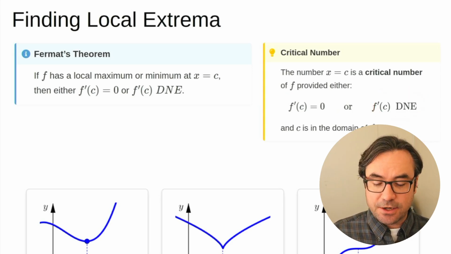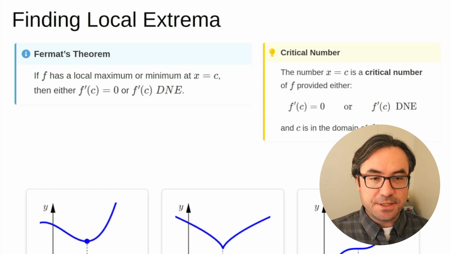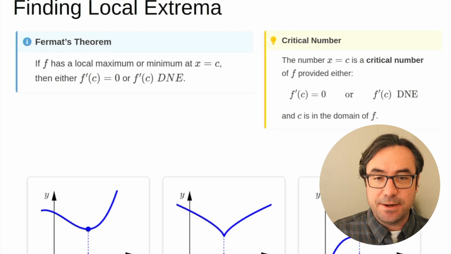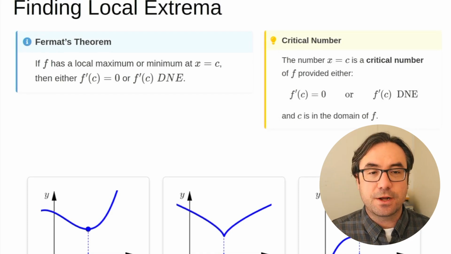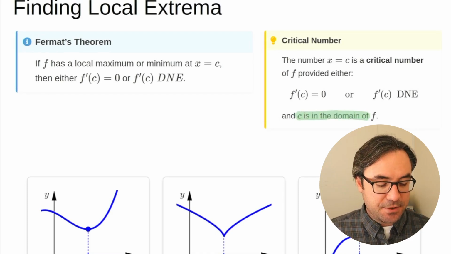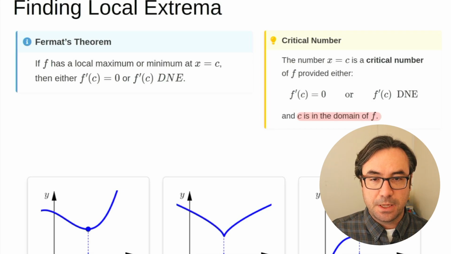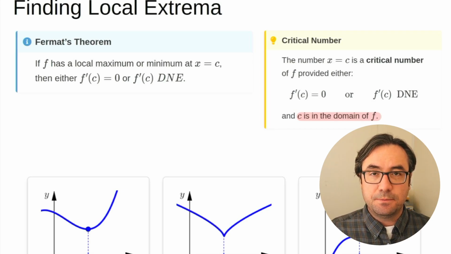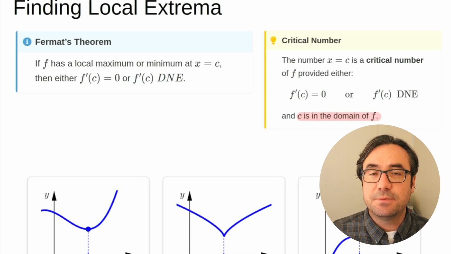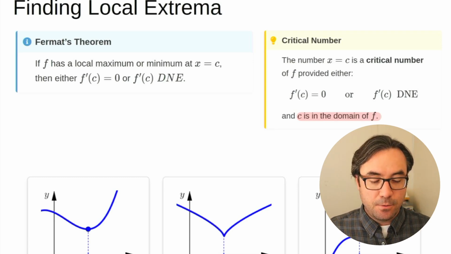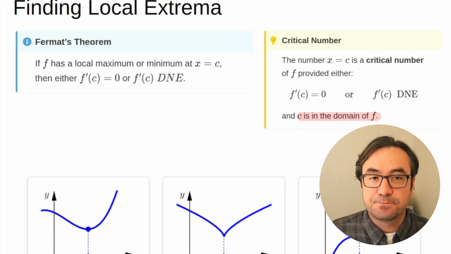Now, there is one technical point here, and there is this extra condition that we need for it to be a critical number. And that is the number has to be in the domain of our function. Because, well, if we're trying to figure out where our function has a minimum or a maximum, well, our function has to be defined there.